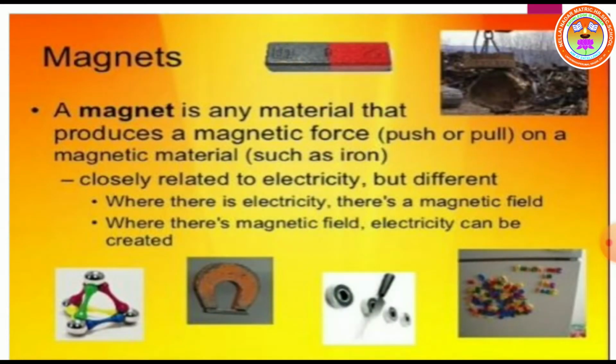A magnet is any material that produces a magnetic force, that means push or pull, on a magnetic material such as iron. It is closely related to electricity, but different. Where there is electricity, there is a magnetic field. Where there is a magnetic field, electricity can be created.